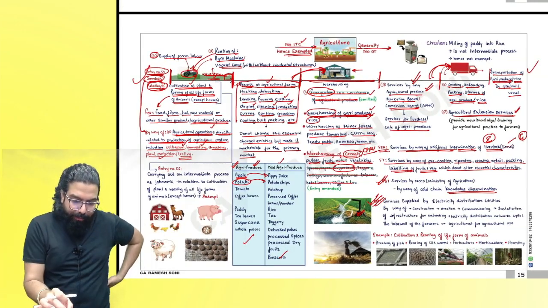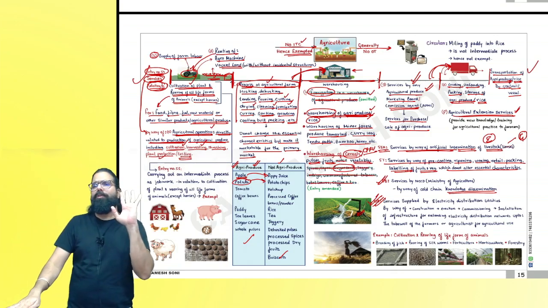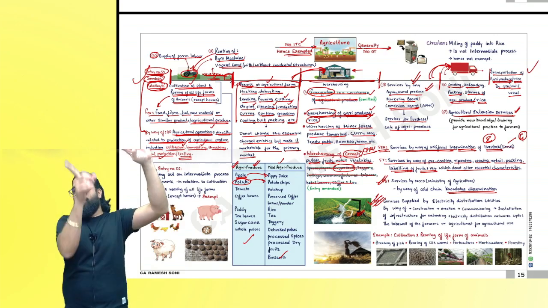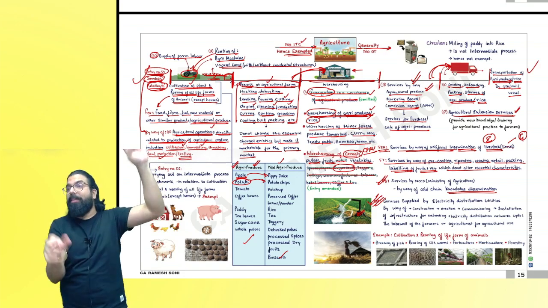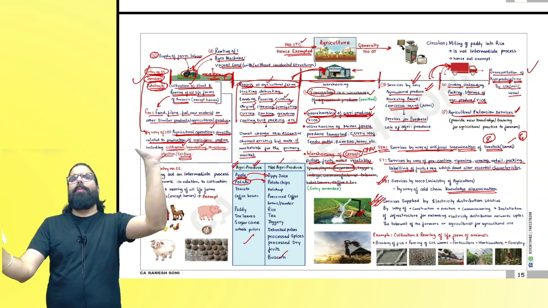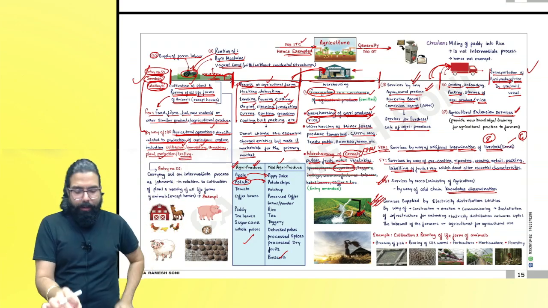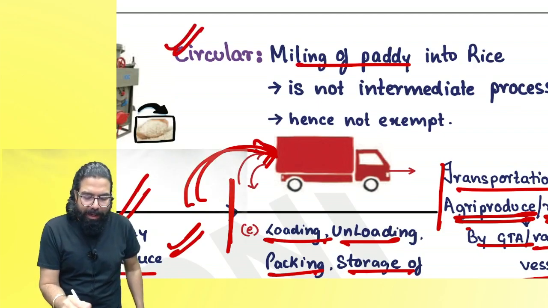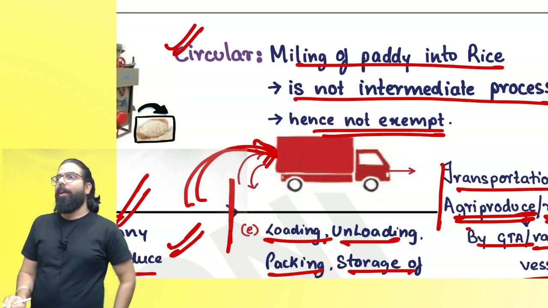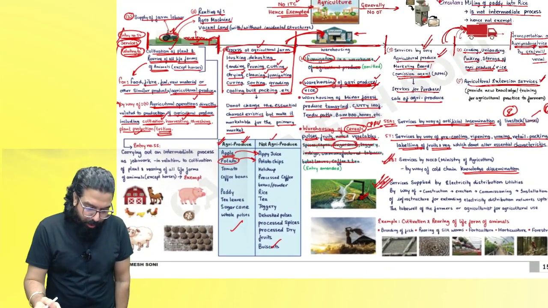Okay, sir, point is clear. Everyone, tell me one thing. Paddy is an agricultural produce. Rice is not an agricultural produce. Paddy will be put in, rice will come out. Is that process taxable or exempt? Simple: agricultural produce becoming non-agricultural is always taxable. And that was the clarification. Milling of paddy into rice is not an intermediate process and it is not exempt. It shall always be taxable. I hope everyone is clear.